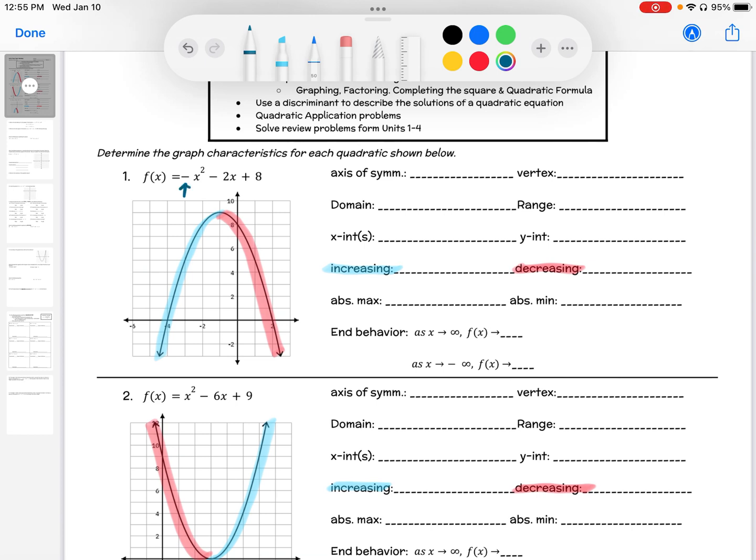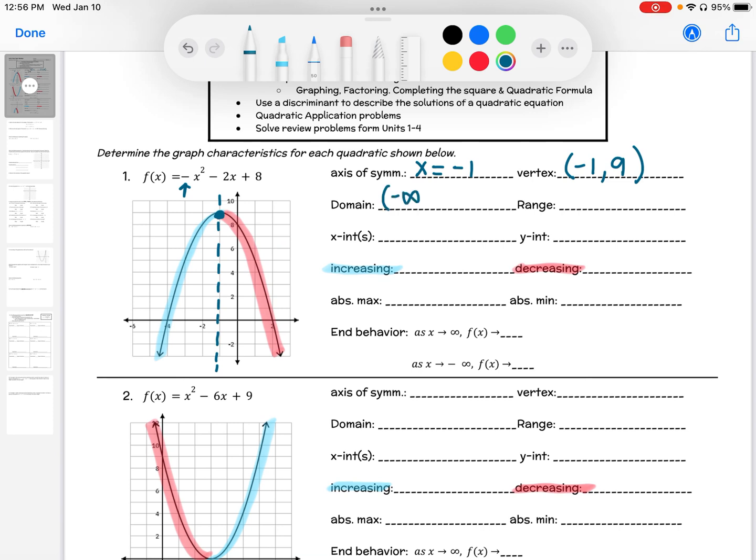So very first thing, we have our vertex. Our vertex is always at the very top or the very bottom of the graph. So our vertex here is going to be -1, comma 9. It's always written as an ordered pair. Our axis of symmetry goes straight down the vertex. It's a vertical line, so we write it as x equals the x value of the vertex.